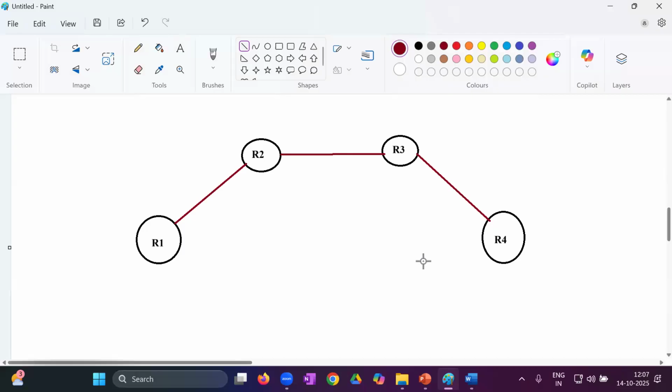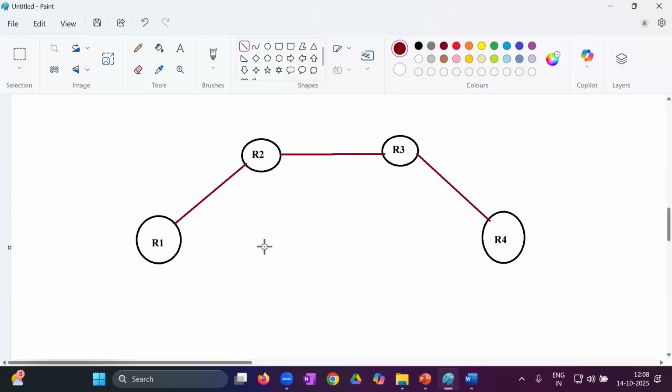If I have to send traffic from router 1 to router 4, what is the option I have? My traffic will be delivered from router 1 to router 2, then from router 2 to router 3, then from router 3 to router 4. Now between all these routers, what is required? Routing is required. In this case, all transmission is based on what? Physical connectivity, and that too one by one.